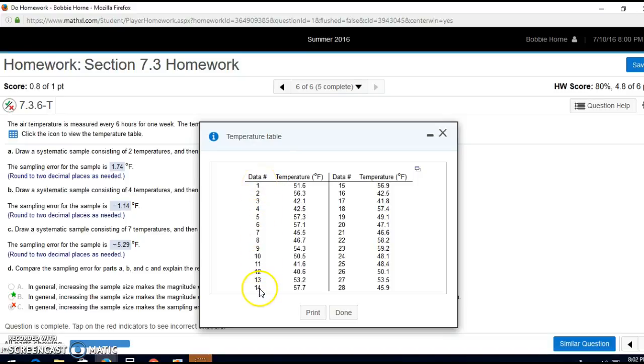So our first number would be 57.7. Then go up 14 more and you would be at 28. So our other number is 45.9. So those are our 2 sample numbers that we will use. So how do you find the mean of the sample? You take your 2 numbers, add them up, 57.7 plus 45.9, and you divide it by 2. Okay, and that is going to be your sample mean.